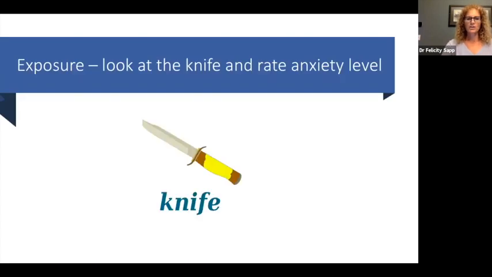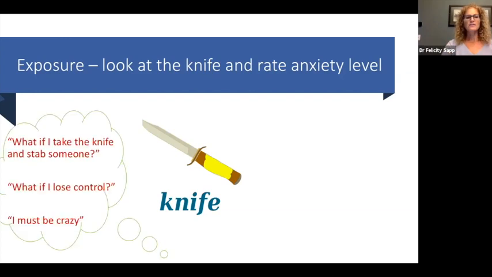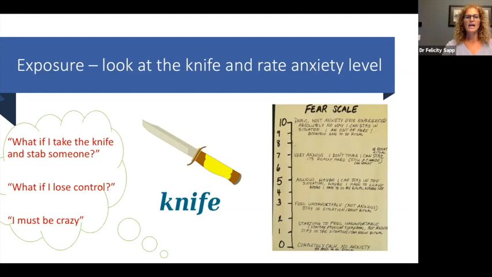So this might be a trigger. As you can see, it's a compound exposure. We can assume we've done both of these individually first, and now we're looking at the word knife and seeing a picture of a knife. And as I'm doing that, now these thoughts start to happen. Oh my gosh, what if I take that knife and stab someone? What if I lose control? Oh my gosh, maybe I'm crazy. So I have to allow these thoughts to be there. I'm going to use my fear scale and rate how anxious I feel with these thoughts being there. And then what I want to do is just sit with it and let it be there and wait for it to come down.